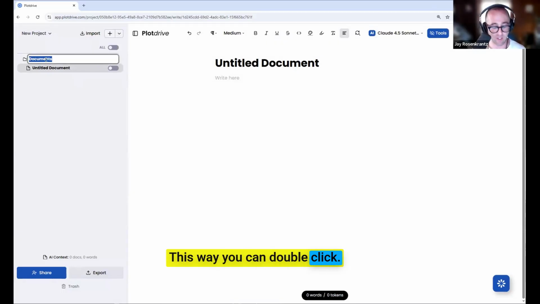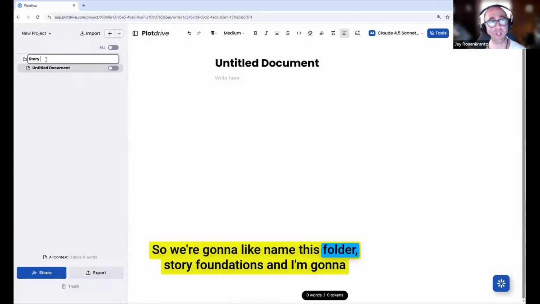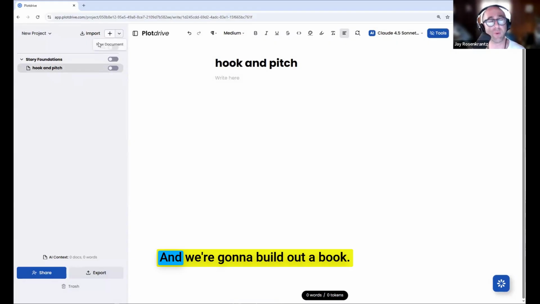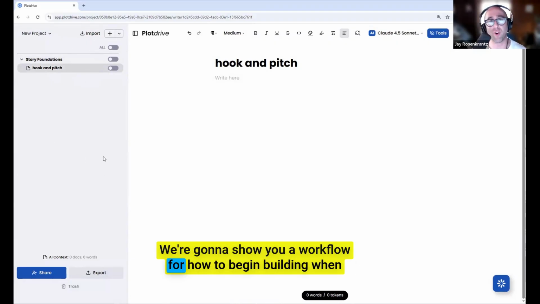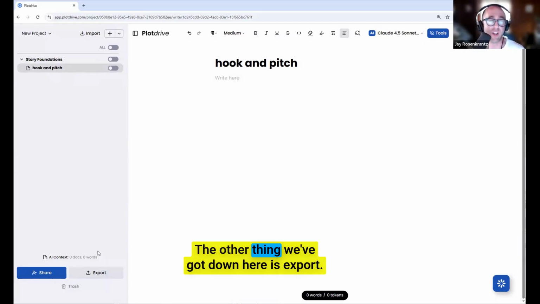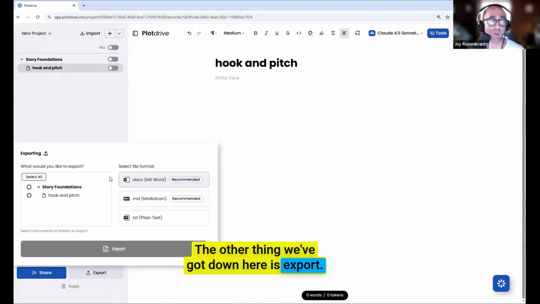You can double click. So we're gonna name this folder Story Foundations, and I'm gonna make this maybe hook and pitch, and we're gonna build out a book. We're gonna show you a workflow for how to begin building when stuck, how to get organized, how to set yourself up for success. The other thing you've got down here is export.